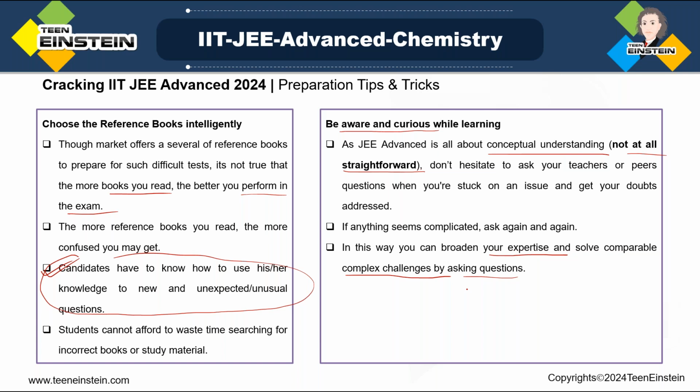Suppose there are some doubts while solving a question, and you clear them. Suppose the same question you will not get, but a similar type of question you may get. That is why you can now solve comparable complex challenges, because you have already solved them. You have now some expertise on those questions.